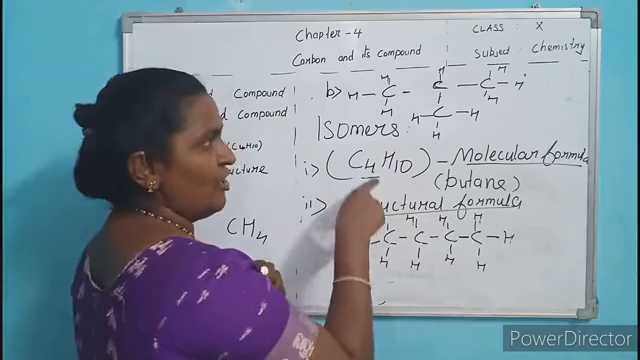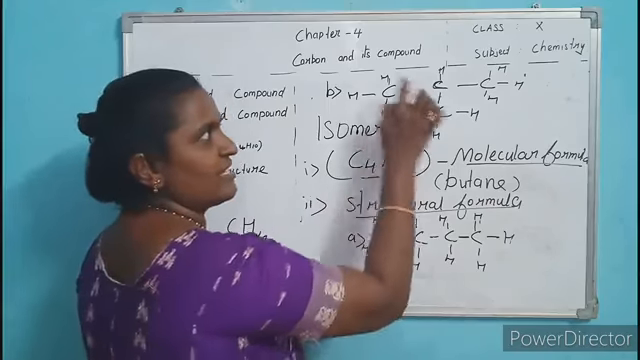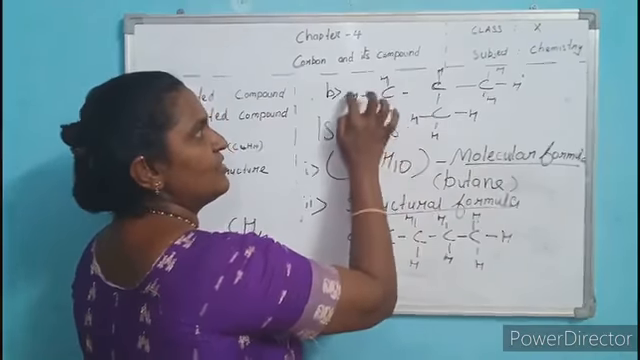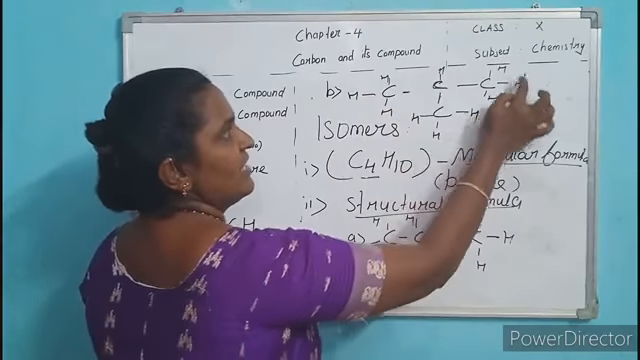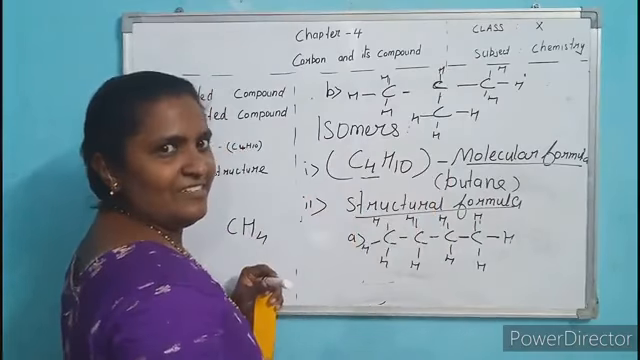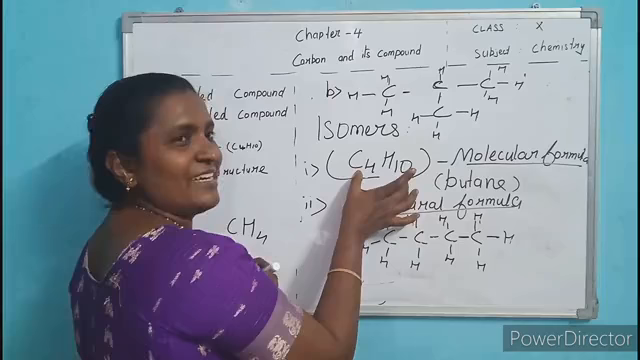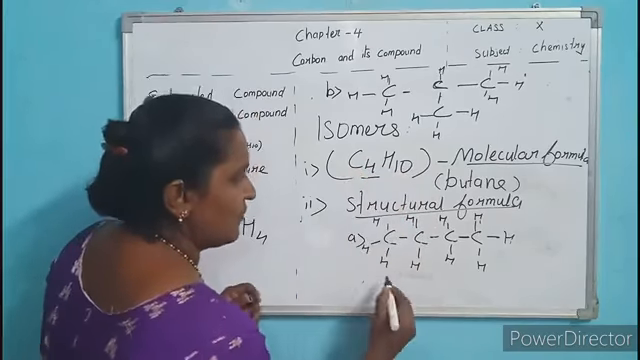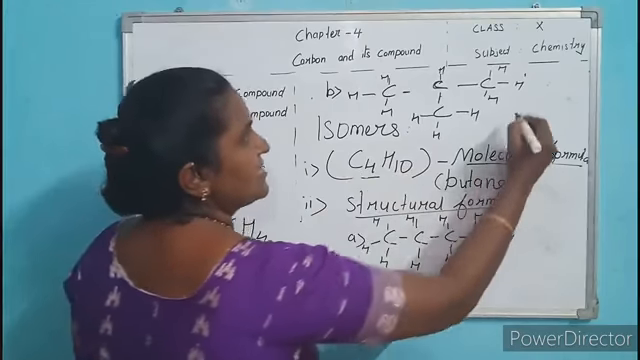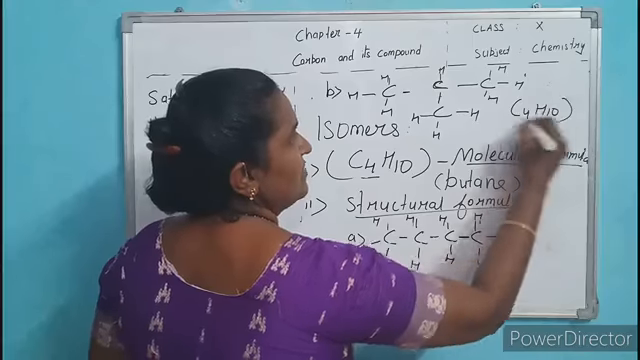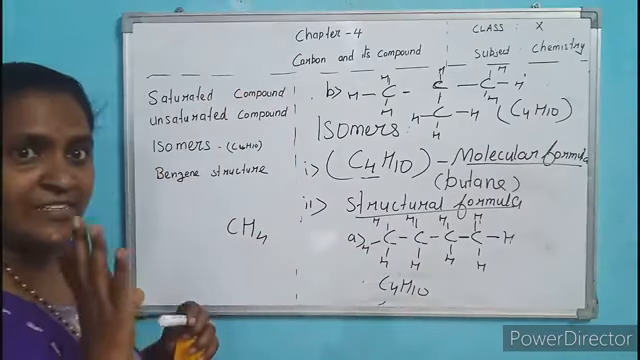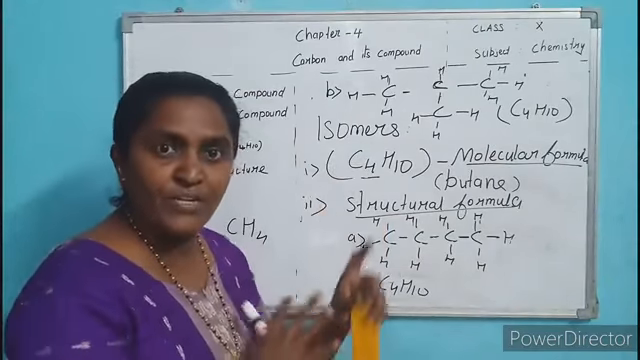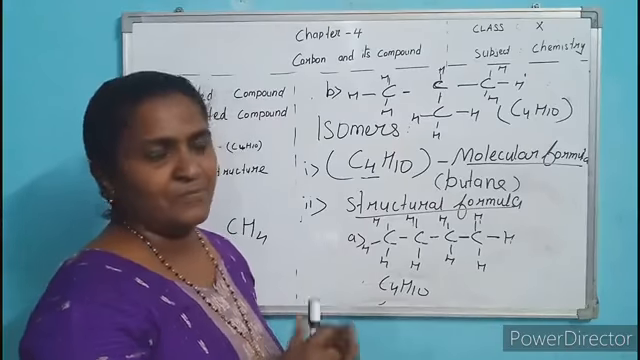But the molecular formula, you can check the molecular formula of this compound. C4, 1, 2, 3, 4. Hydrogen, check it. 1, 2, 3, 4, 5, 6, 7, 8, 9, 10. Different structure but having the same molecular formula. This structure is also C4H10 and this structure is also C4H10. Are you getting it? Such types of compounds are called isomers. And the whole phenomenon is known as isomerism.